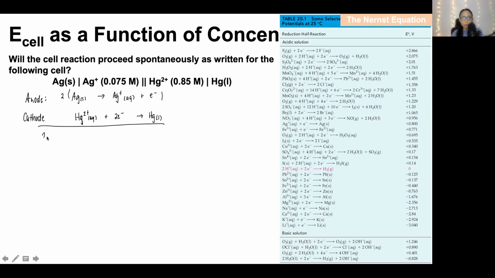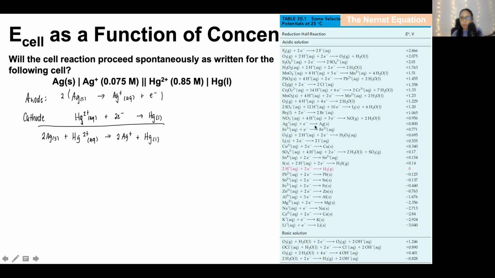So we have 2 silver plus mercury, and then 2 silver ions plus liquid mercury. Okay? So now let's look for their standard reduction potential.